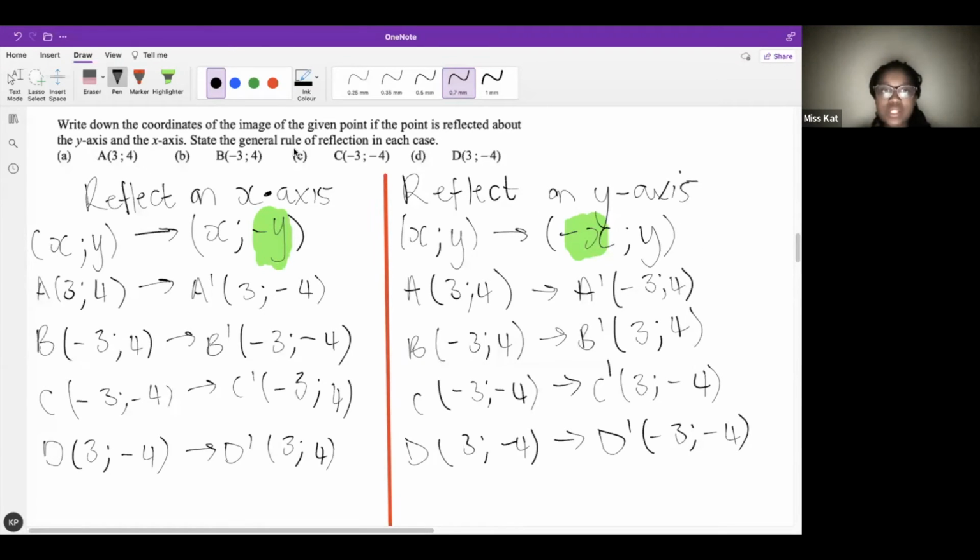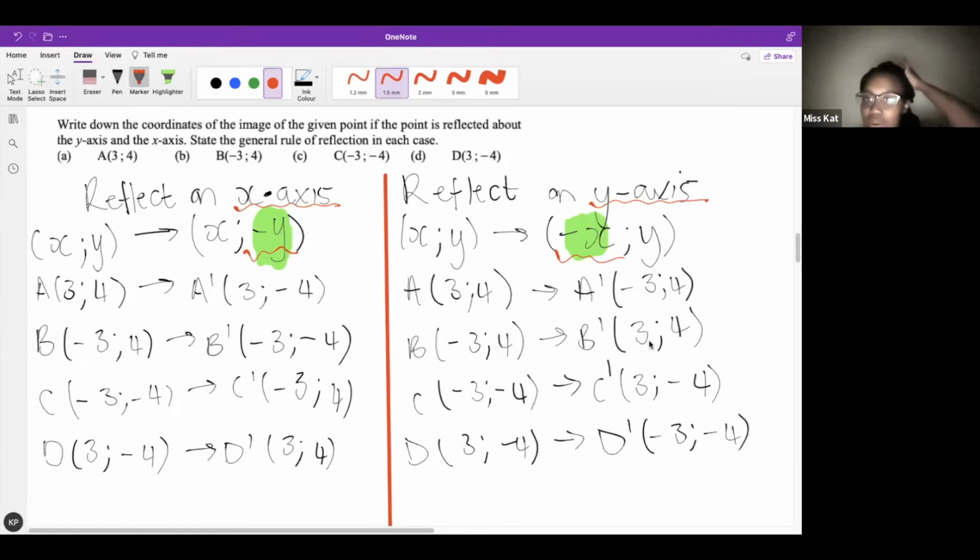So I'm seeing concerning messages on my chat about not understanding. Okay. So, guys, just look at the two points. Take a screenshot if you need to. Here we are reflecting on the x-axis, so we change the y. Here we are reflecting on the y-axis, so we change the x. Okay. Do we understand?